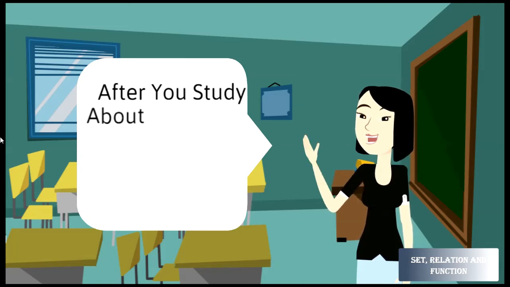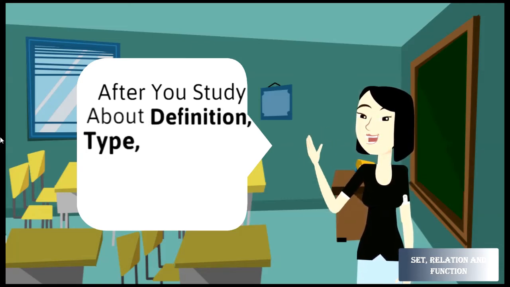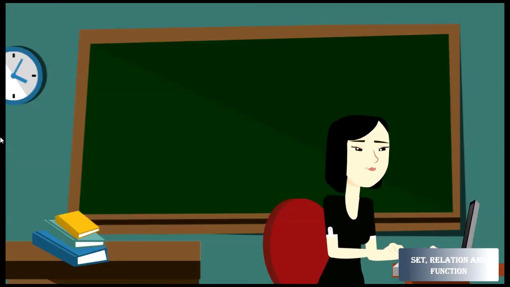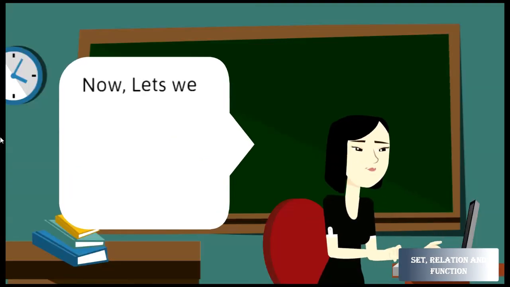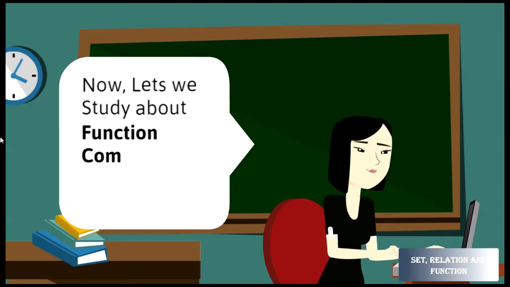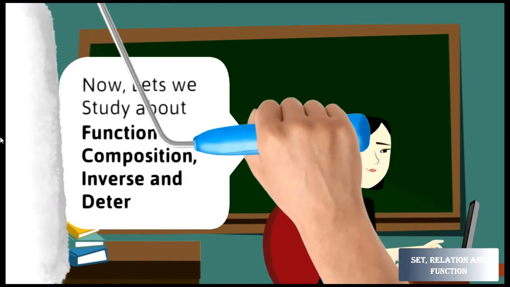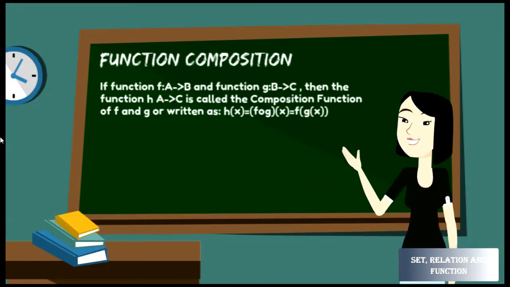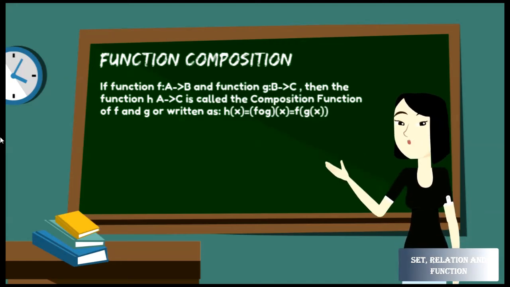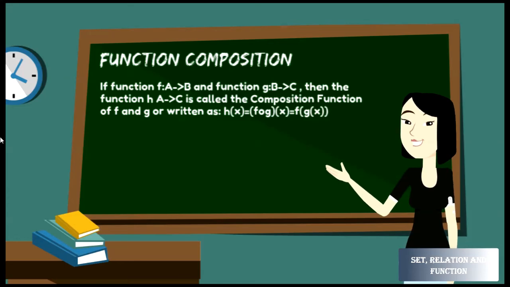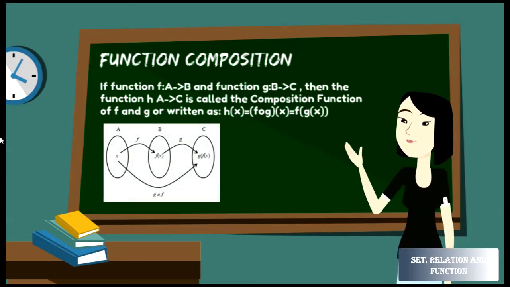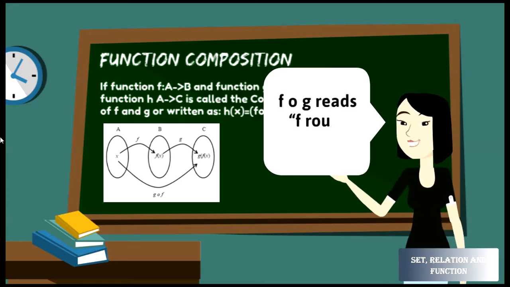After you study the definition, types, and properties of function, now let's study function composition, inverse, and determining a function. Function composition: if f is a function from A to B and g is a function from B to C, then the function h from A to C is called the composition function of f and g, or written as g of f.